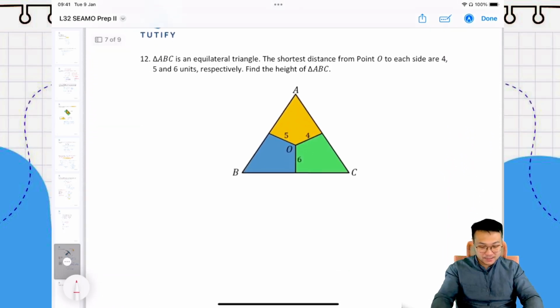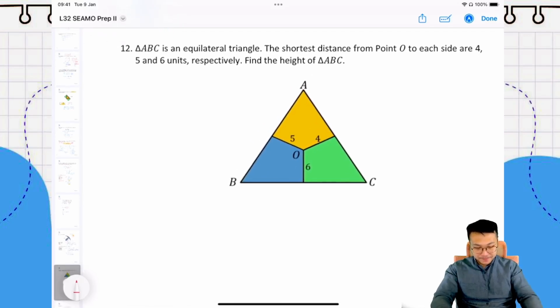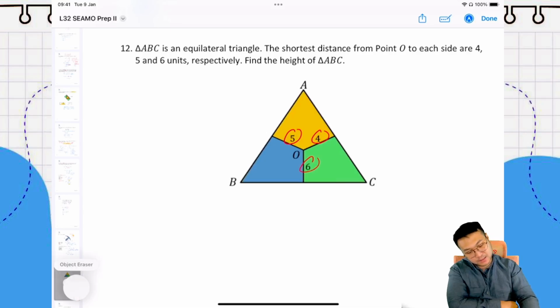Alright, now let's try another one. Question 12. You have an equilateral triangle and the shortest distances from point O to each side are 4, 5, 6 respectively.